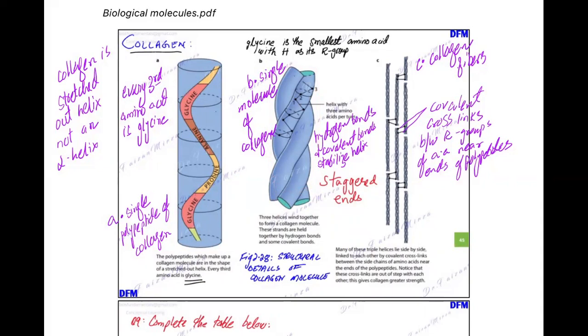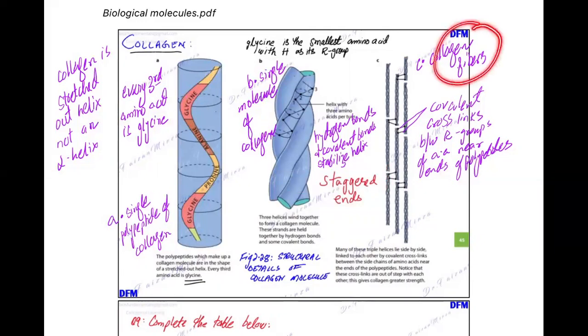In a single polypeptide, every third amino acid is glycine. You can recall glycine is a small amino acid with hydrogen in its R group. This allows the polypeptides to fold in a compact way with one another. The staggered ends also allow more strength and easy fitting of the polypeptide chains one on top of the other, so they can provide more strength.